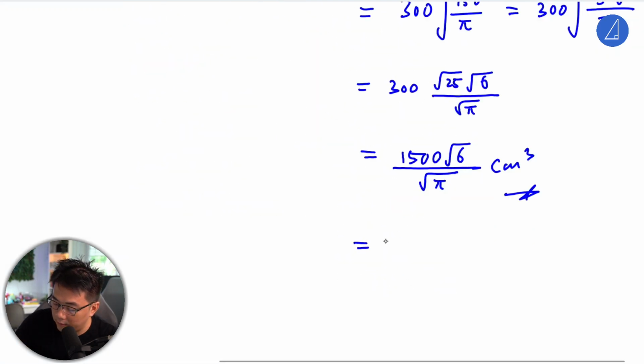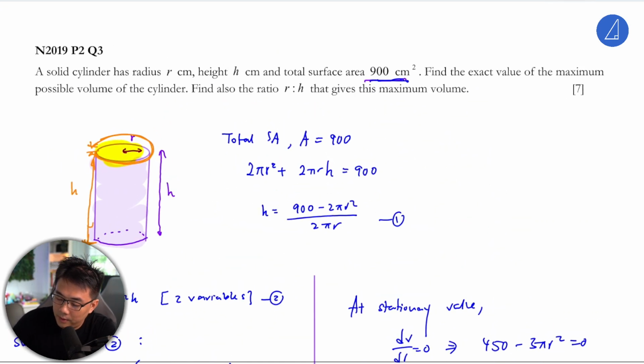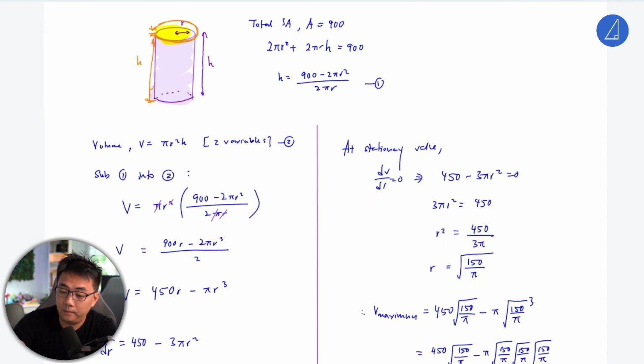I prefer it in this form here. Okay, this looks better. So that's your V maximum. Find also the ratio of R to H that gives the maximum volume. Okay, great. That's not too bad.